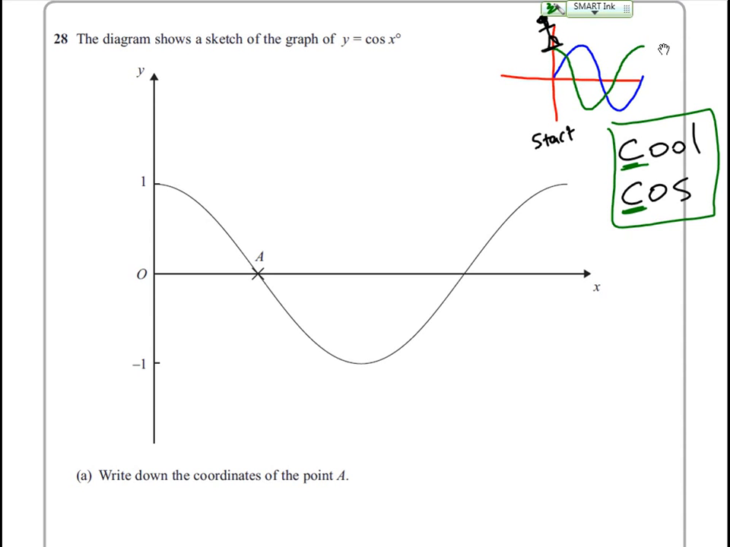Write down the coordinates of a point A. Well, we should know that one cycle of sine or cos is 360 degrees. The middle is 180 degrees. So guess what? This is going to be 90 degrees, and this is going to be 270 degrees. So write down the coordinates of point A. You've gone 90 degrees across, and you've gone 0 up.